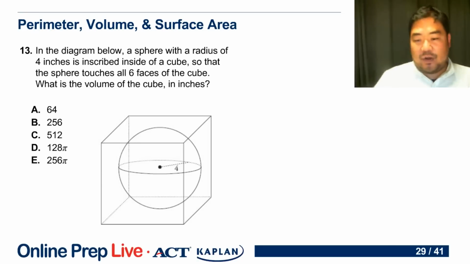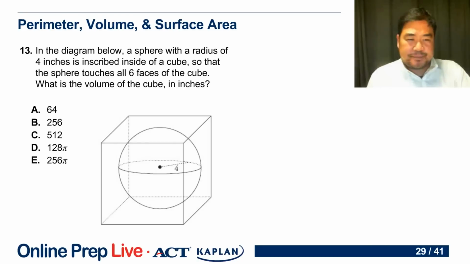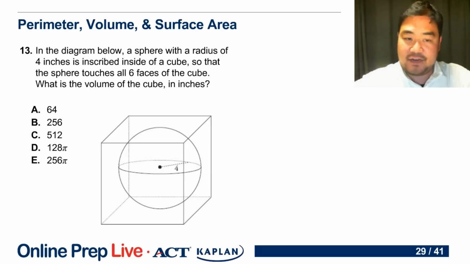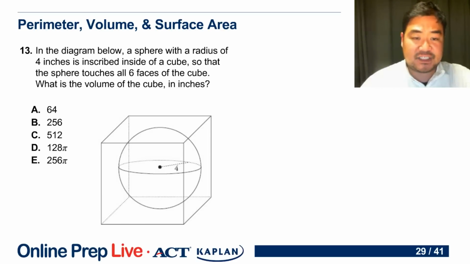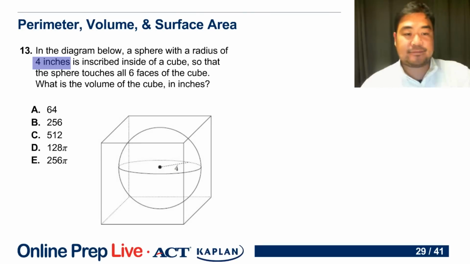So let's take a look at our question here, number 13, that says, in the diagram below, a sphere with a radius of 4 inches is inscribed inside of a cube so that the sphere touches all 6 faces of the cube. What is the volume of the cube in inches? So we're given that this sphere has a radius of 4.